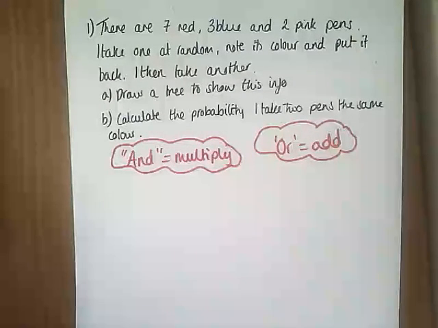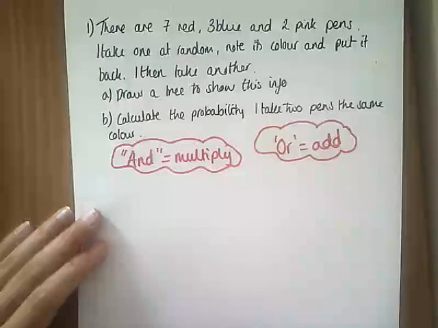Right, so let's just look at this question. There are 7 red, 3 blue and 2 pink pens. I take one at random, I note its colour and I put it back. I then take another. Draw a tree to show this information. Now the question will not always ask you to draw a tree, but you need to get into the habit of drawing a tree so that you can guide your thinking.